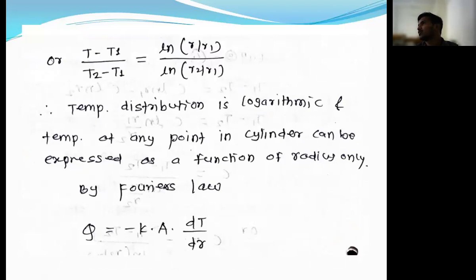Okay, so from this equation we said that the temperature distribution is logarithmic and the temperature at any point in a cylinder can be expressed as a function of radius only. The temperature at a location in a cylinder is a function of only the radius, because in the equation we got, only the radius is present. Remember, in this equation only small r is the variable. So that's why we said that the temperature at any point in the cylinder can be expressed as a function of radius only.